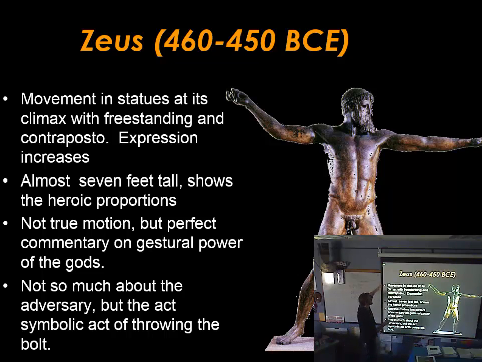Movement in statues. Here we see again that freestanding balance, even with the hands out. Pretty marvelous. This is Zeus, and he probably had some sort of cool thunderbolt. Can you imagine a neon lightsaber or something? Be able to throw that. Almost 7 feet tall, so this shows heroic proportions. This is a cool work for that reason. The Zeus from 460 BCE.